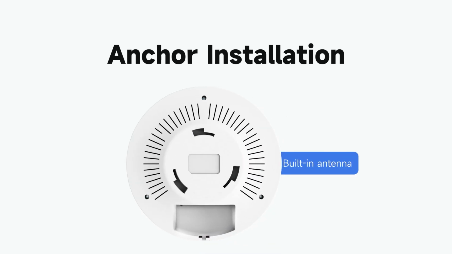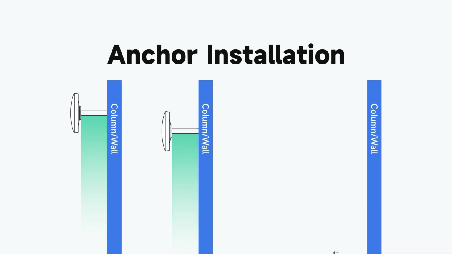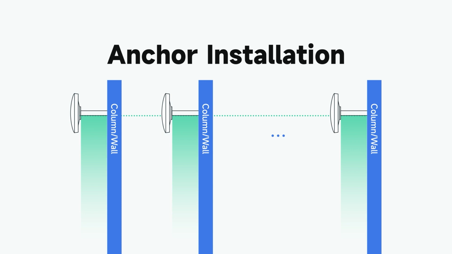The indoor anchor has a built-in antenna, which is located on the back of the center, and this part should not be in direct contact with the metal support. The anchors should be located at the same height. The height of the layout should not be lower than the human body.